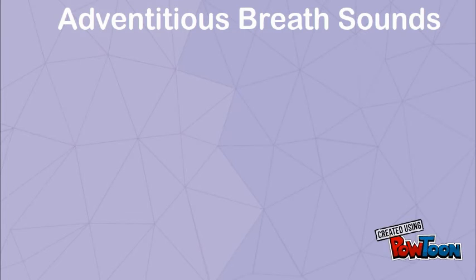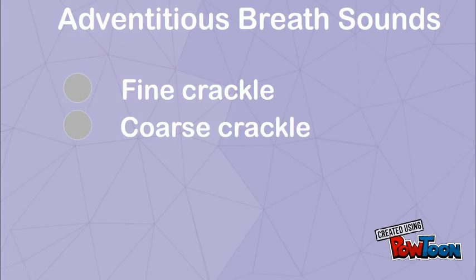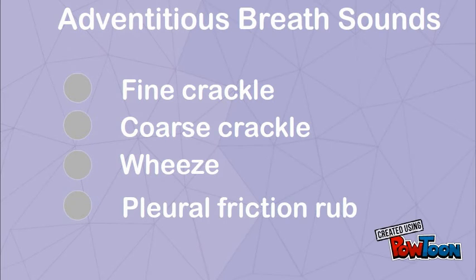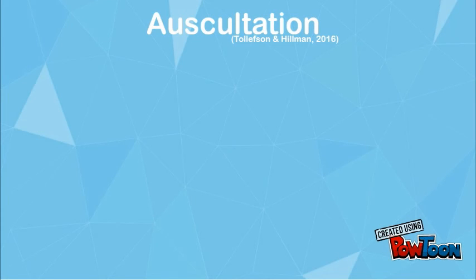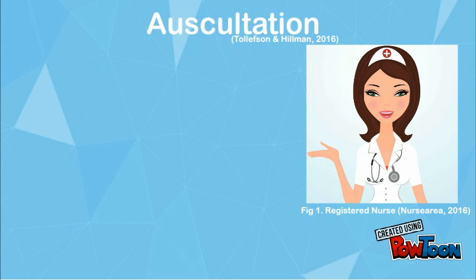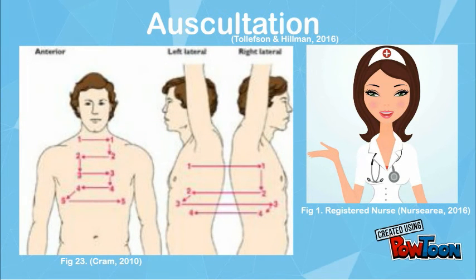There are 5 adventitious breathing sounds: fine crackle, coarse crackle, wheeze, pleural friction rub or a low-pitched grating or creaking sound, and stridor, a high-pitched musical breathing sound caused by a blockage. Auscultation also needs to be done on the lateral sides of the chest, below the axilla in 4 places. This can be done from left to right side, alternatively, to compare the sides to each other.